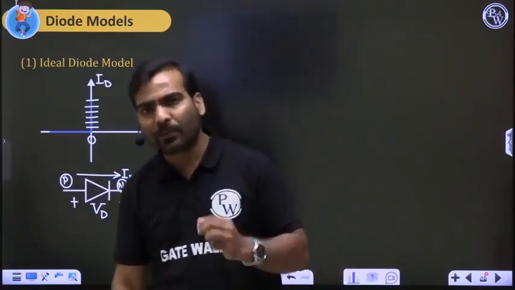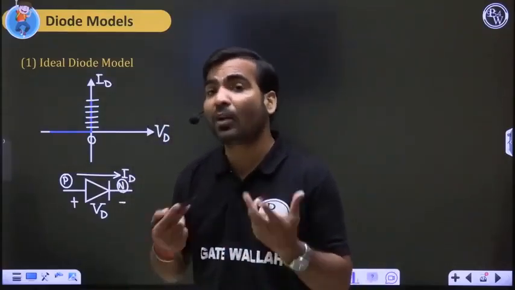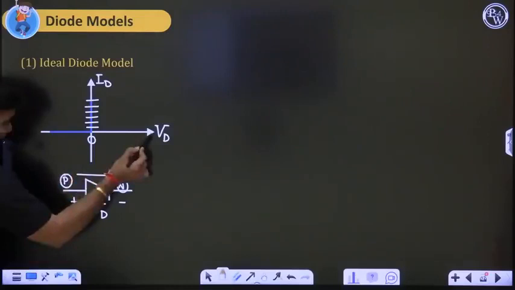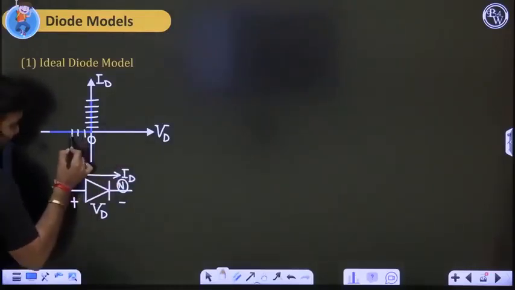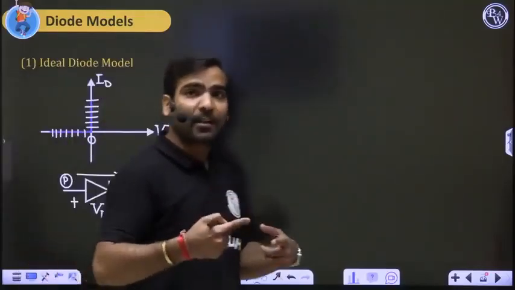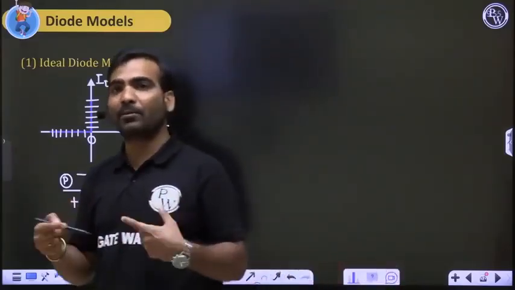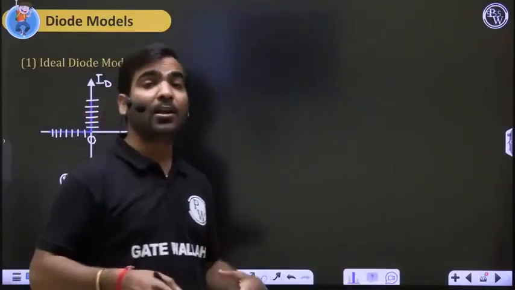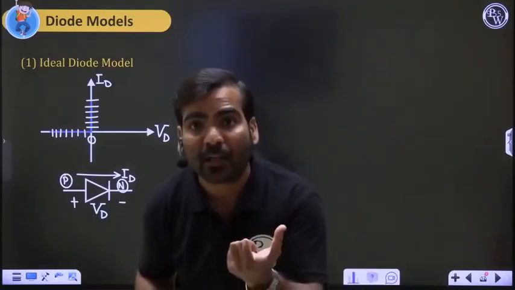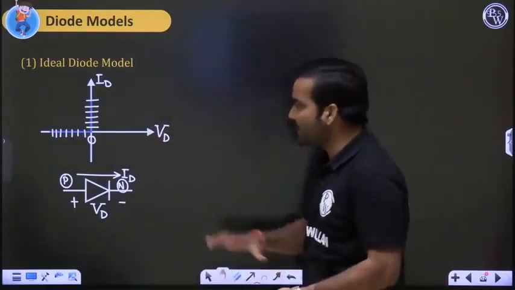Which network element has zero current, and yet VD can be -1, -2, -3, -4, -5, -6, -7? The meaning is that the voltage can take any value, but current is zero. What is the concept in the network? Which element in the network has zero current and can have any voltage? Open circuit. Across an open circuit, current is 100% zero, but voltage can take any value. So this is the meaning of this characteristic.